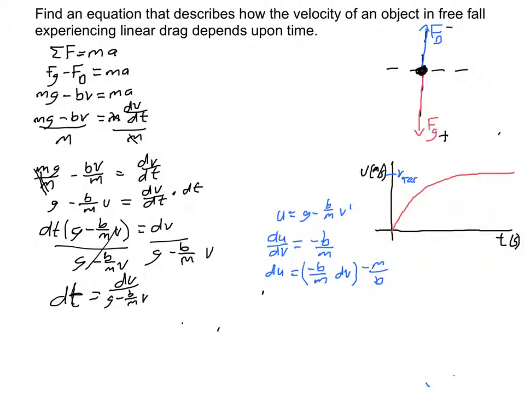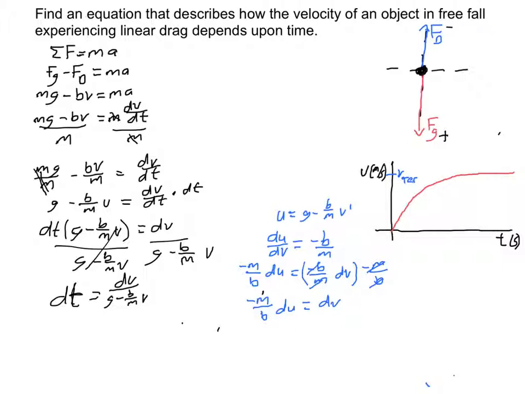What happens whenever I do that is notice the m cancels here, and the b, the negative, all that cancels. What I do to one side, I have to do to the other, so I have to multiply by negative m over b over here too. What that gives me is negative m over b du equals dv.